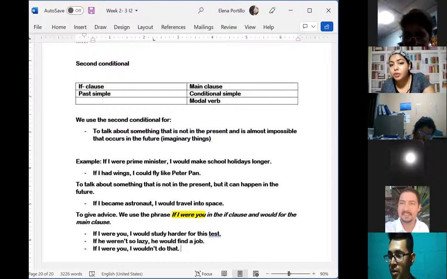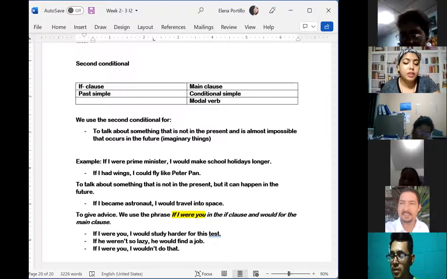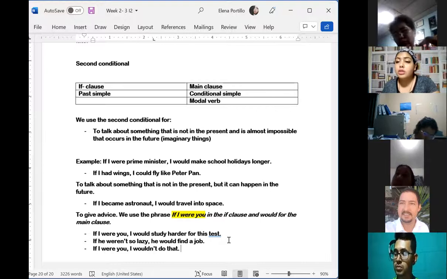So in this case, for all the persons or the pronouns, we are going to use were. If I were you, I will study harder for this test. If he weren't so lazy, he will find a job. If I were you, I wouldn't do that. So in that case, we are going to use it with all the persons. That is something mandatory.